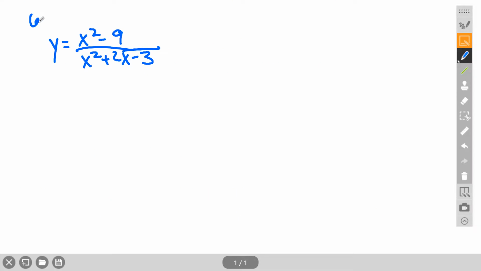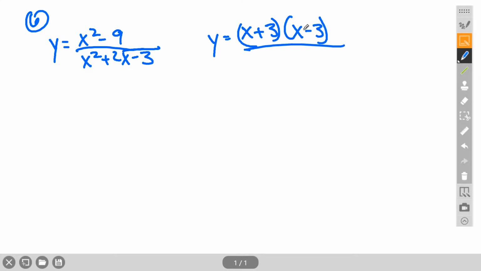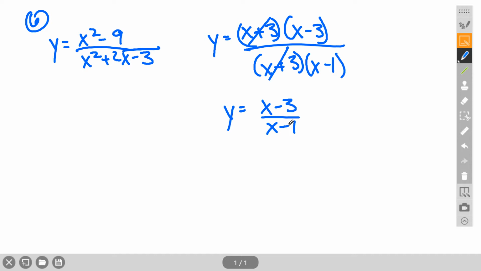So numbers 6 through 8. Okay, so let's go ahead and factor the numerator and denominator. The numerator factors into x plus 3, x minus 3. The denominator factors into x plus 3 and x minus 1. All right, and then to simplify, we can cancel the x plus 3, so we end up with x minus 3 over x minus 1.